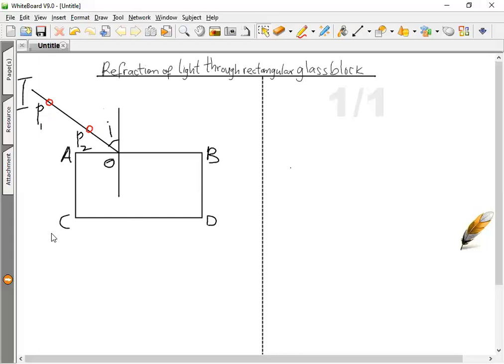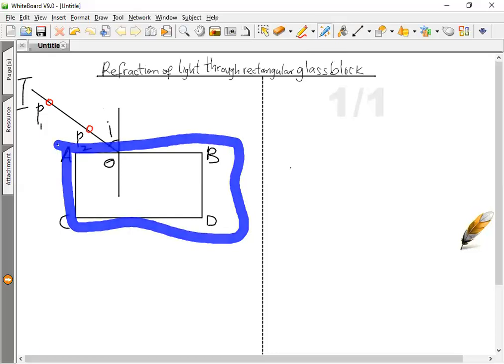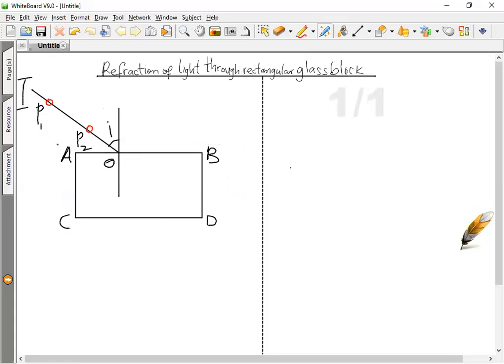Now, when you are done doing this, you will replace your rectangular block on the shape you have drawn. You make sure that it is exactly on the shape you marked out with your pencil. Now, after that, you will come to side CD, and you will try to look at your two pins from within the block. This is side AB, so you come down to side CD to look for your pins.